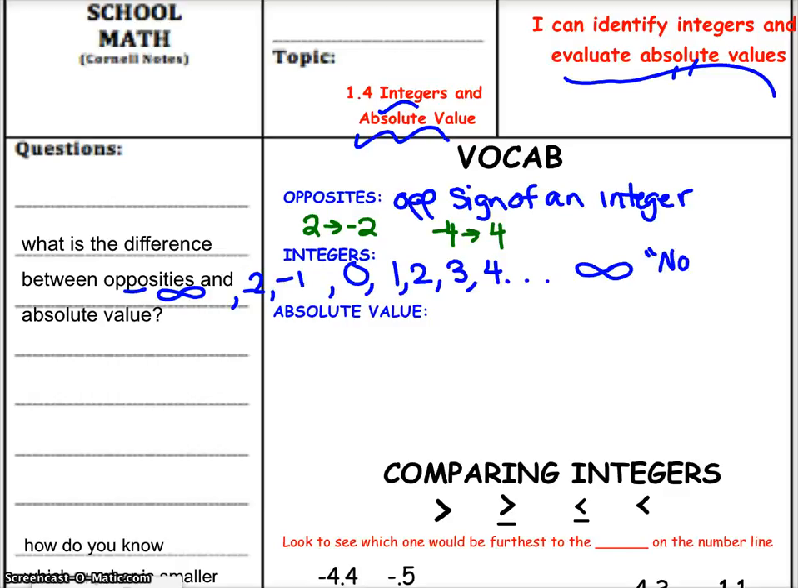Notice there are no decimals. There are no decimals in an integer. An integer is no decimal, no fraction. It's just a normal number that can be positive or negative.